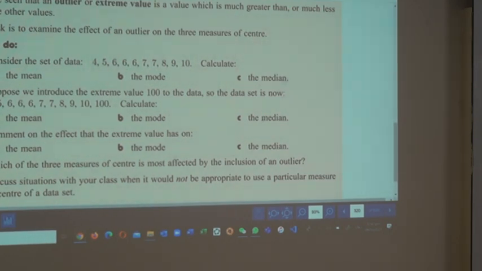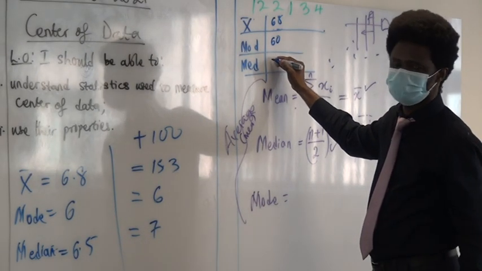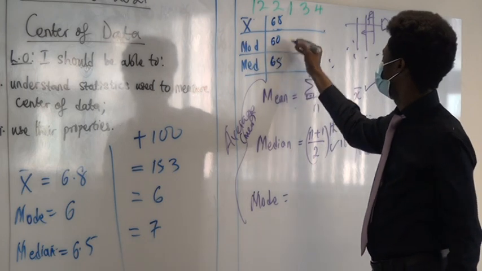Don't include 1 yet. Tell me these numbers, but make sure they are in tens, like 40, 50. What is the mean? 68. What about the mode? 60. What about the median? 65. Now include 1.